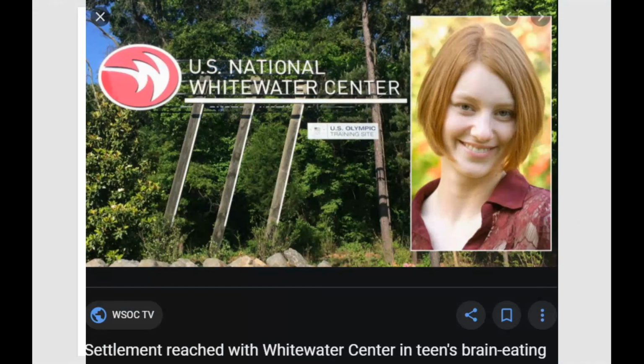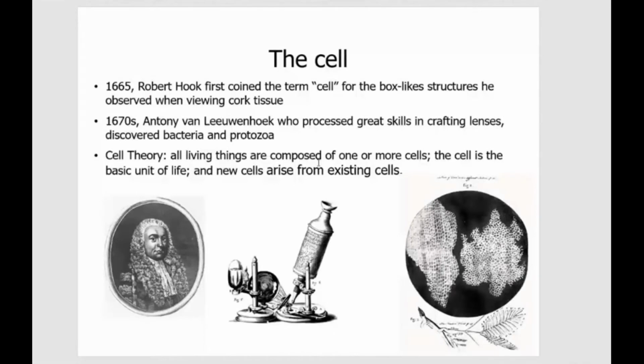Later, scientists continued to study cells, and they came up with a cell theory stating that all living things are composed of one or more cells. The cell is really the basic unit of life, and new cells arise from existing cells. So they don't come from nowhere. They have to have existing cells that divide and make new cells.